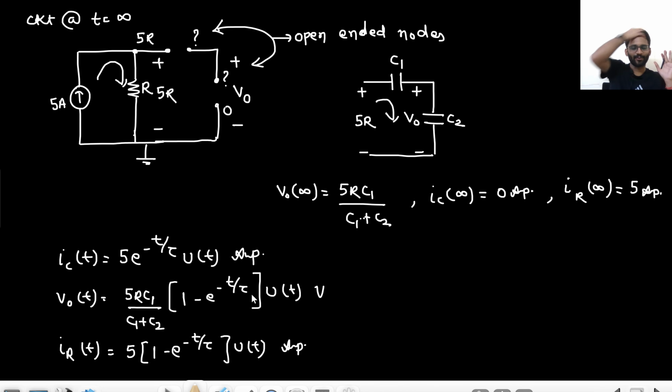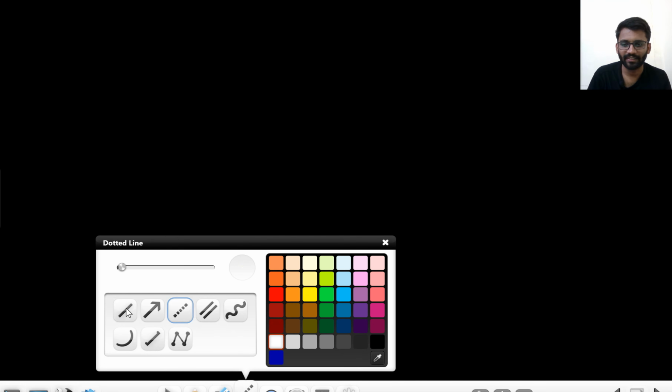Now you can make the graph on your own. Or should I make the graph as well? You can make the graph from 5 to 0, from 0 to 5R C1 upon C1 plus C2, and for IR from 0 to 5. So these will be the graphs. Okay, I will draw the graph as well. Why should I leave anything? 3 graphs I have to make.